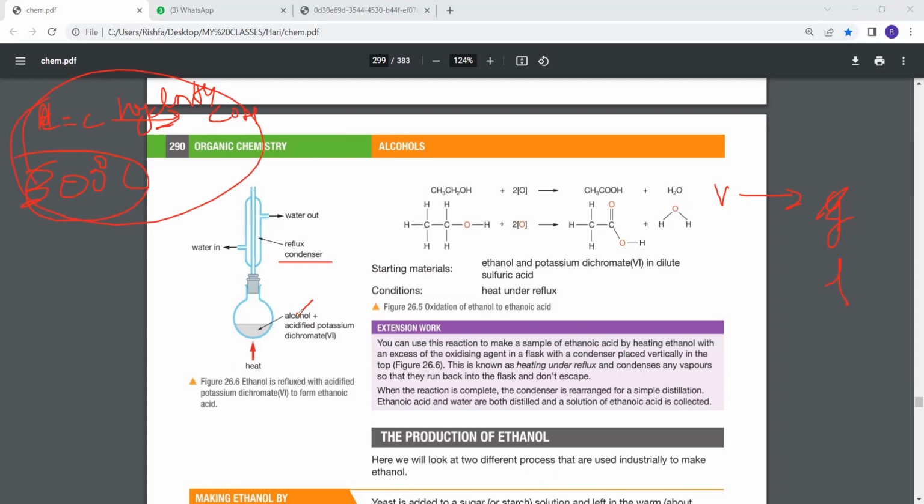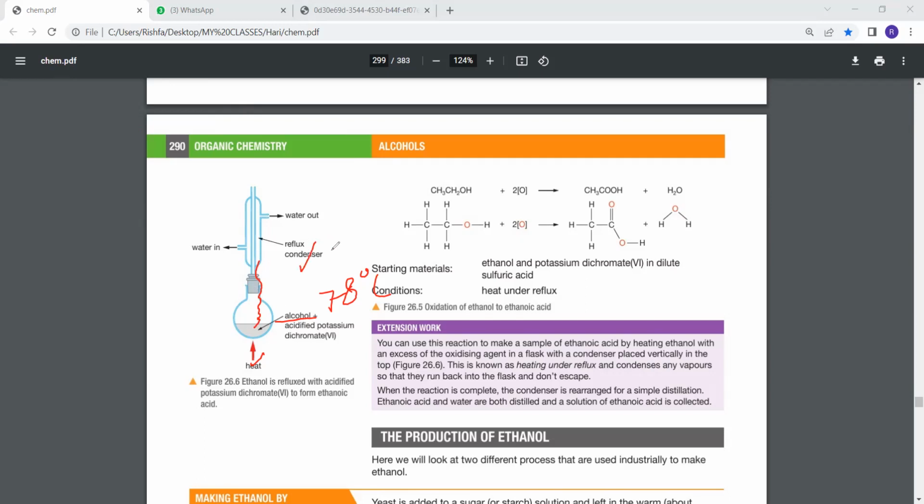So the same thing can happen here also. If we heat it, alcohol has a boiling point of somewhere around 78 degrees Celsius. It has a low boiling point, and it is a volatile substance, which means it can evaporate easily. So it can just vaporize and escape out. So all the alcohol won't be reacting when we keep on heating it. To prevent that, we connect our apparatus to a condenser.